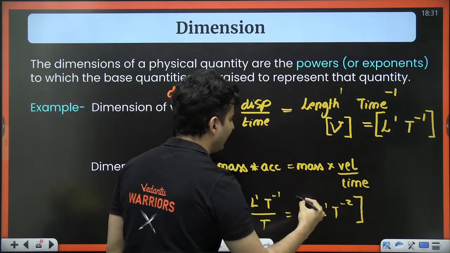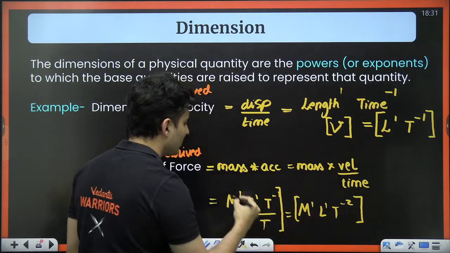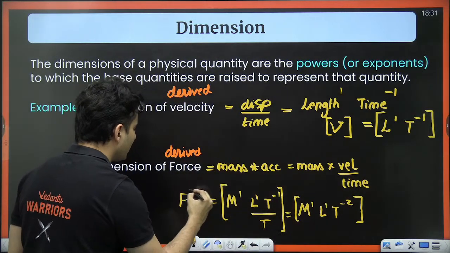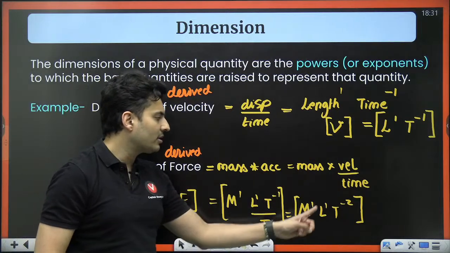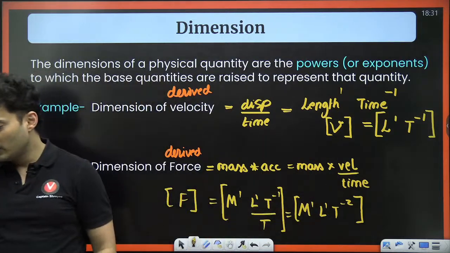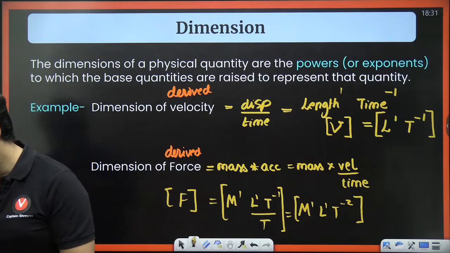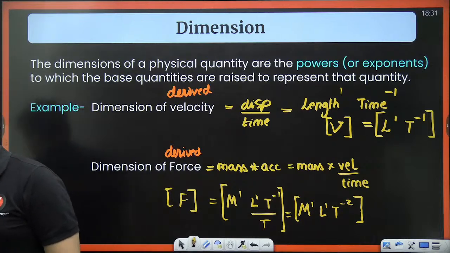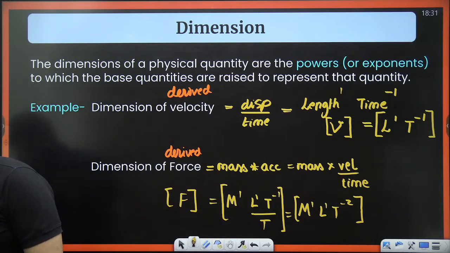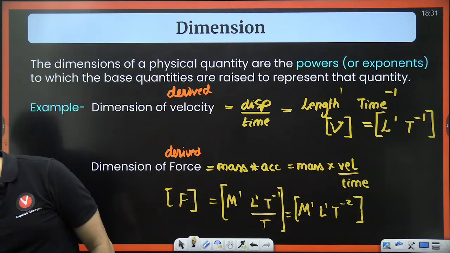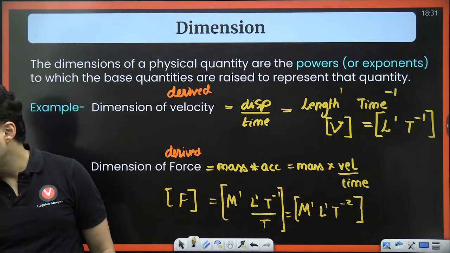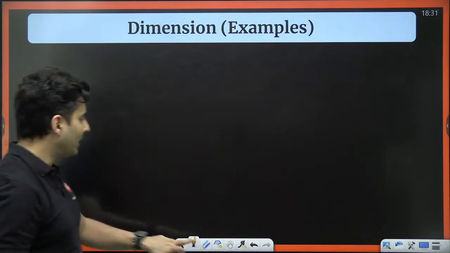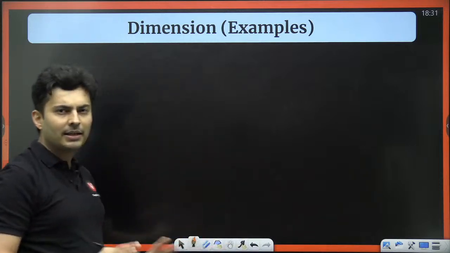And whenever we have to write dimensions, I told you, always use square brackets. So the dimension of force will be M raised to 1, L raised to 1, T raised to minus 2. If you know the formulas, it becomes very, very simple. Is that okay? Everyone with me on this? Very good. So let's take more examples of dimensions so that you understand it better.